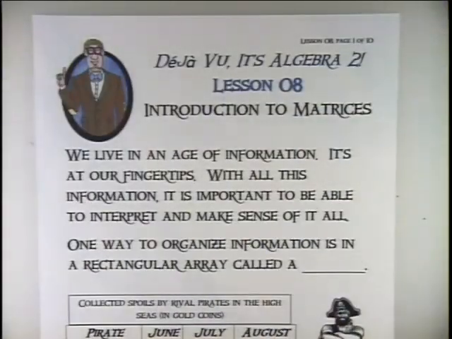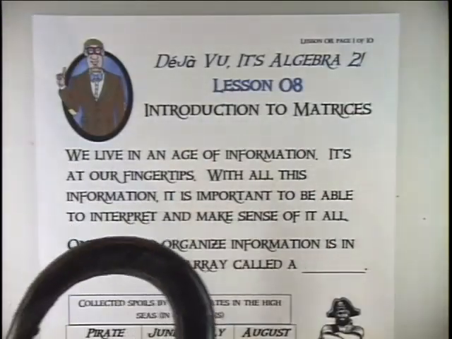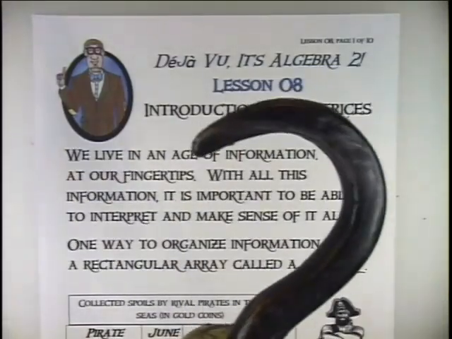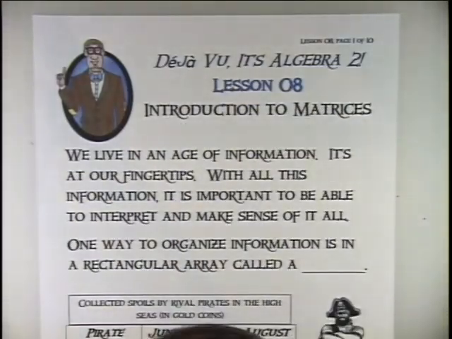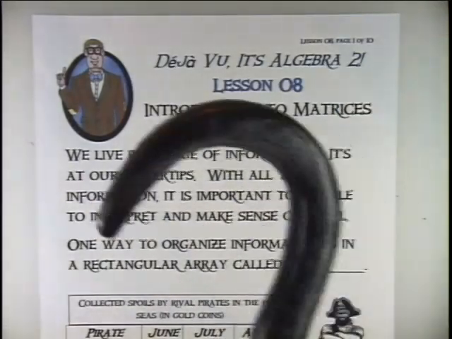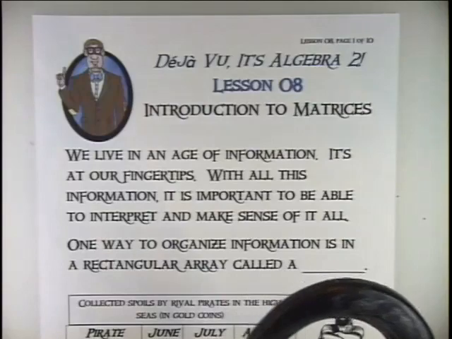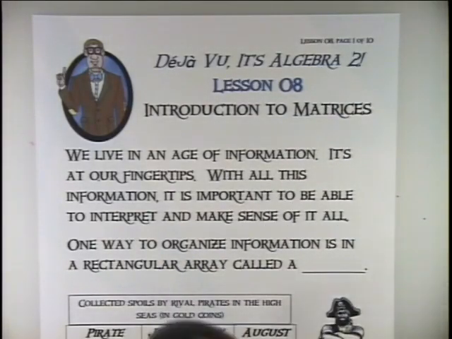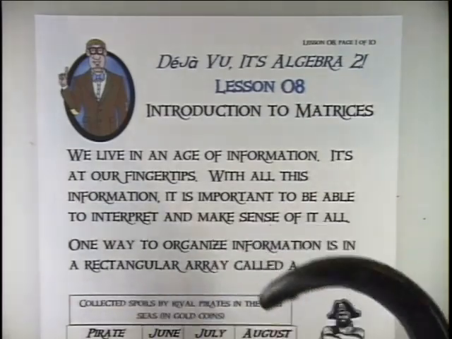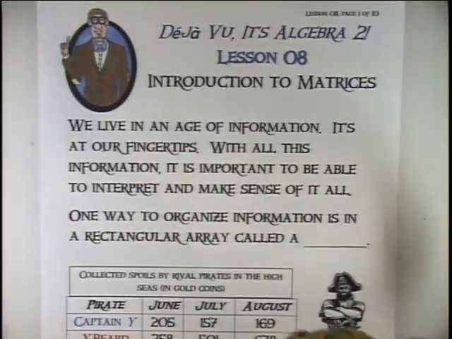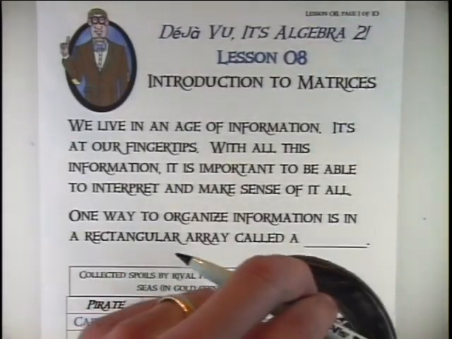All right, Lesson 8, Introduction to Matrices. Now, as you know, we live in an age of information. It's all around us. It's at our fingertips or at our hook's tips. Now, with all of this information, it's very important to be able to interpret and make sense of all of it. Now, one mathematical way to arrange all the information is in a rectangular array called a, let's see, I'm right-handed here, so this might be a little challenging, but I'm up for a challenge.